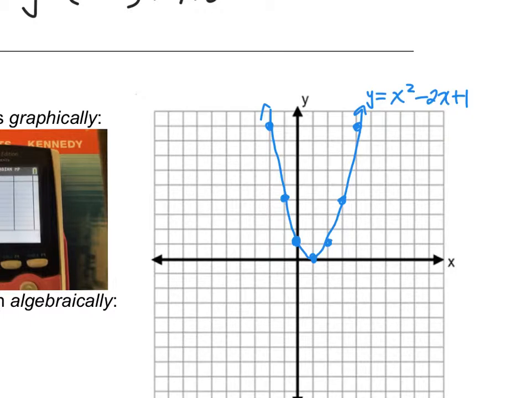Wait, but the equation should be like 2x minus 3. I thought Y intercept is negative 3. Oh, did I plot the wrong thing? Yeah. Oh, 0, negative 3. I was looking at the wrong points. Thank you.